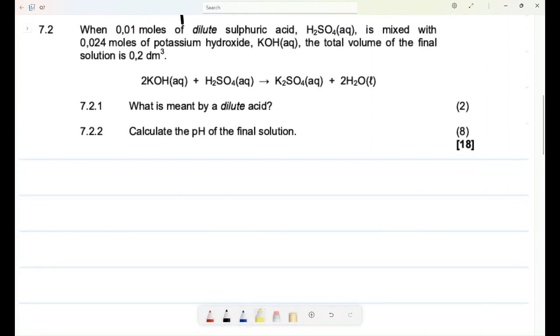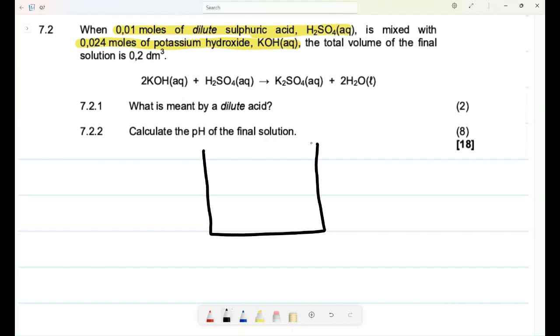Question 7.2: when 0.01 moles of dilute sulfuric acid is mixed with 0.02 moles of potassium hydroxide in aqueous solution, the total volume of the final solution is 0.2 decimeter cubed. Now you should know between the two which one is in excess and which one is limiting.